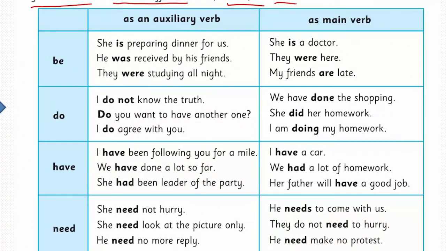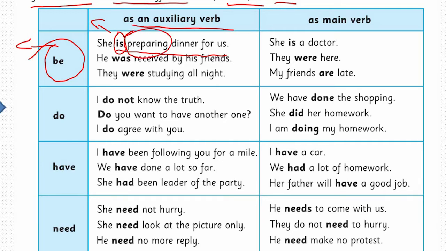Look here, the examples as an auxiliary verb. The word be here. She is preparing dinner for us. Be here means indicating being in a situation. Here the auxiliary verb is is, referring to the present situation. She is doing it right now. She is preparing dinner right now. And what is the main verb here? Yes, preparing is the main verb. And the auxiliary is a helping verb here, helping the main verb to complete the sentence. And the tense here is the present tense, a present situation.